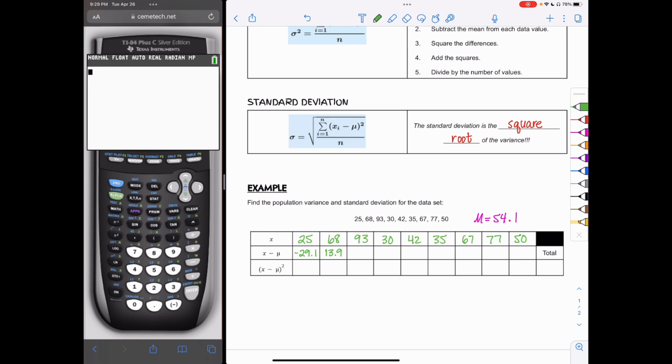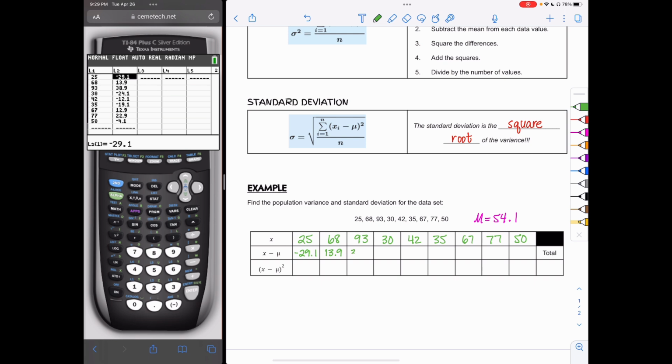An easy way to do this, and let the calculator do it for you, is that when you press stat and go to edit, if you scroll up to the L2 column, you can tell it what you want it to do to each value. So I'm going to type in L2 is equal to each value in L1, those are my data values, minus my mean, which is 54.1. And when I do that, I see all of those differences come down, so I can just write them in.